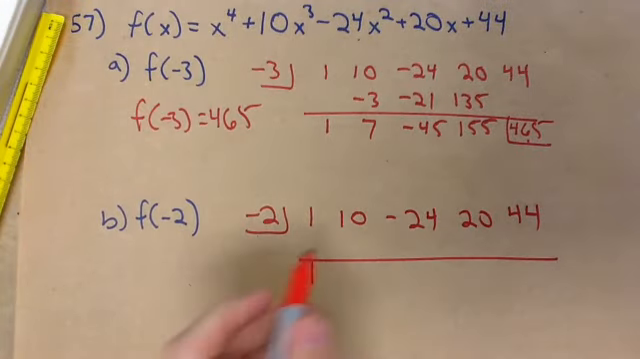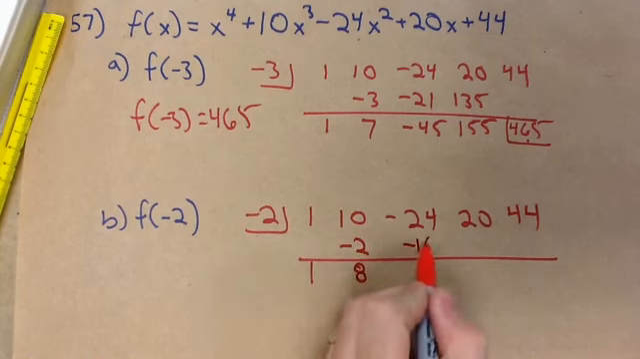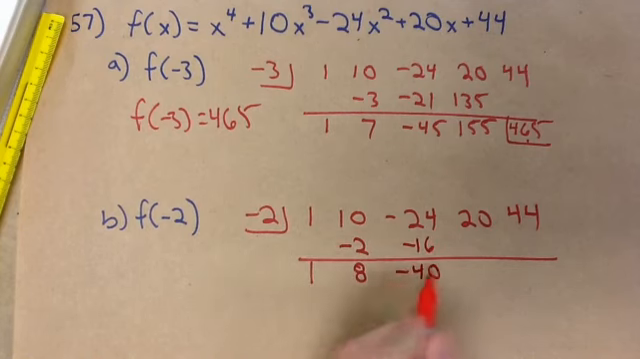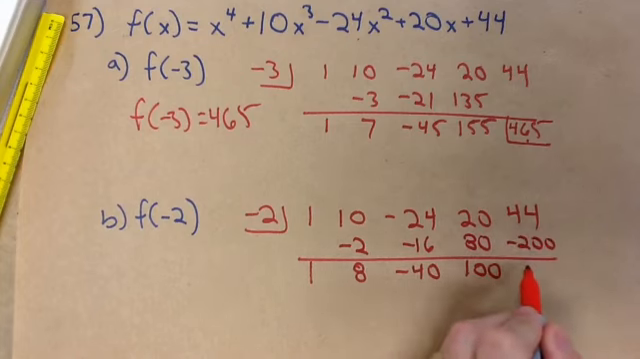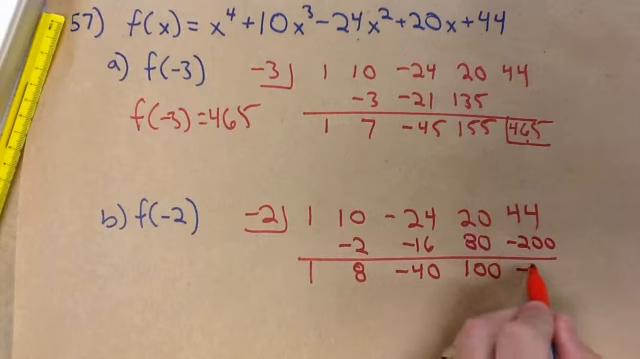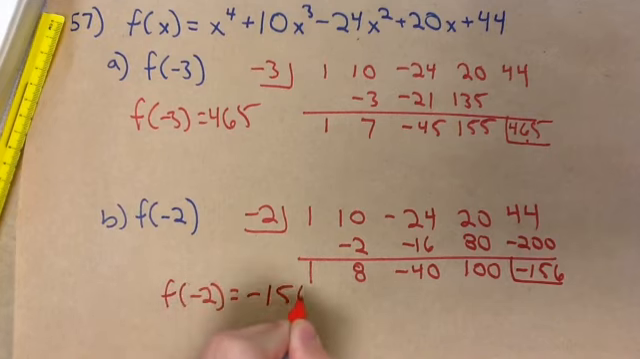Bring down the 1. I get negative 2, gives me 8. It's negative 16, which gives me negative 40. I got 80 there, which gives me 100. Negative 200, looks like 200 minus 44 is negative 156. That leaves me a remainder, so I'd say f of negative 2 equals negative 156.